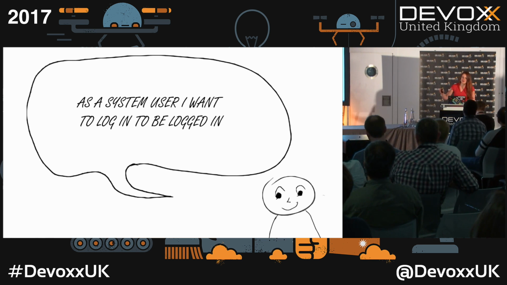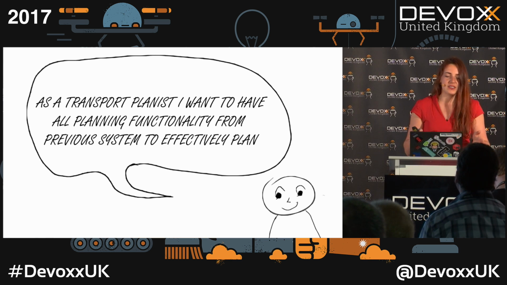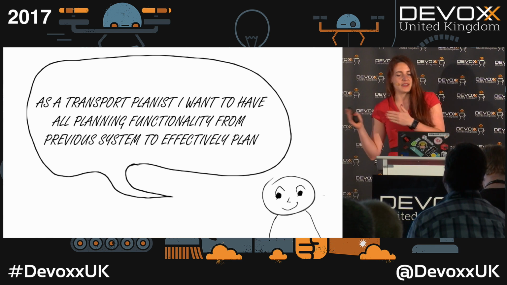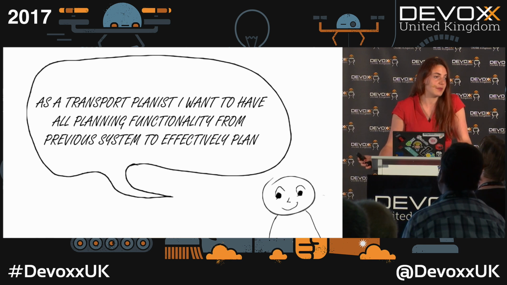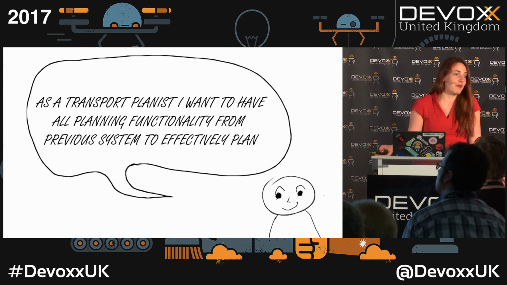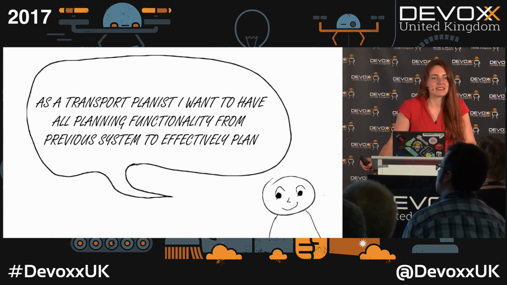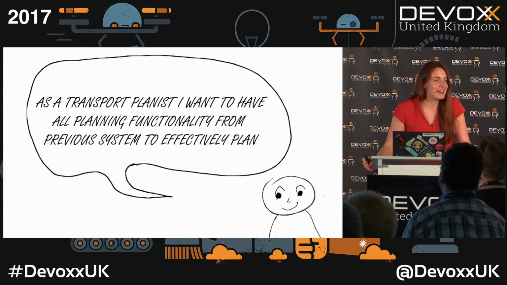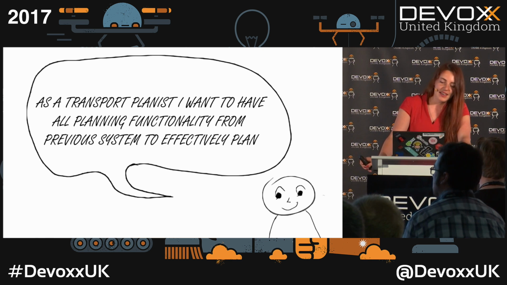So maybe I just move further to more examples of the quality user stories. Another one, it starts to be a little better, right? As a transport planner, I want to have all planning functionality from previous system to efficiently plan. It's better. We have some goal. We have no clue maybe what was the previous planning system. Maybe it was Excel. So let's rewrite the Excel. It's the magical cure for every problem, right?